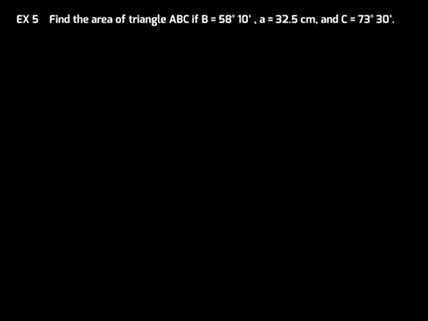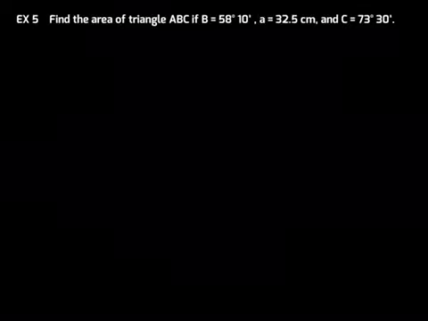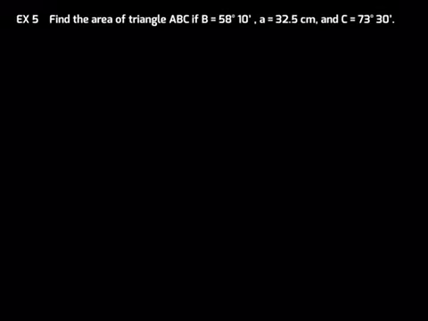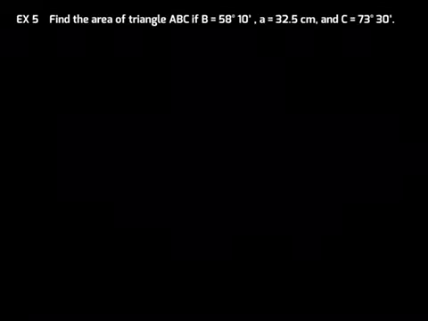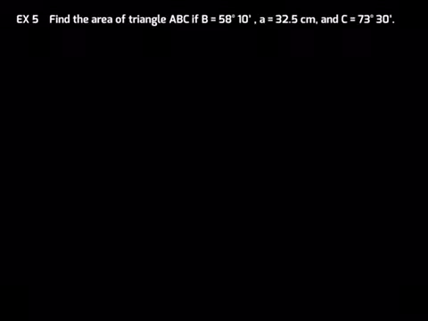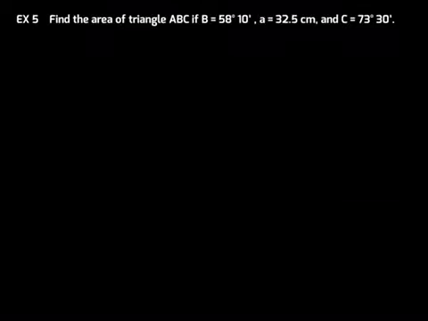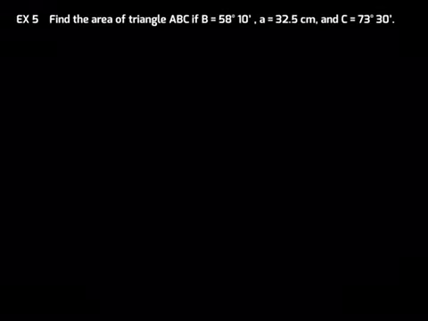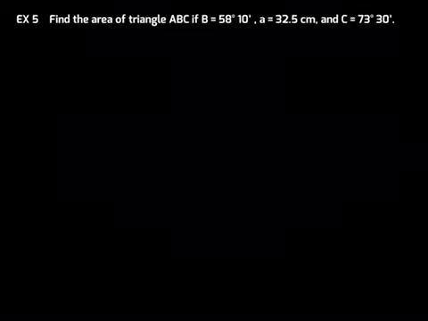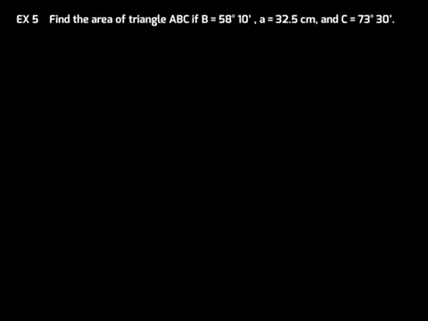All right, find the area of triangle ABC if angle B is 58 degrees and 10 minutes, side A is 32.5 centimeters, and angle C is 73 degrees and 30 minutes. Now, in order for us to use the formula for the area of a triangle that we just derived, we need two sides. And they only gave us one side here. So in order to use the formula, we're going to have to find either side B or side C. Either one of the two missing sides.